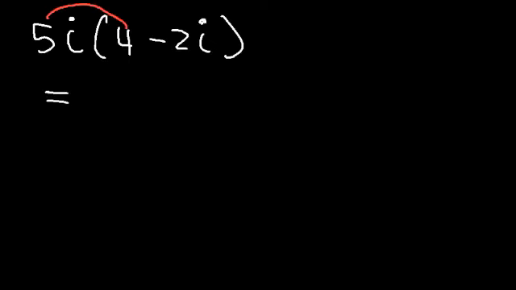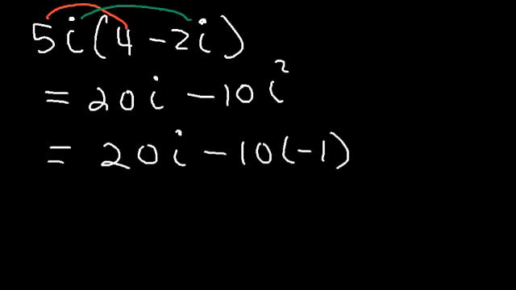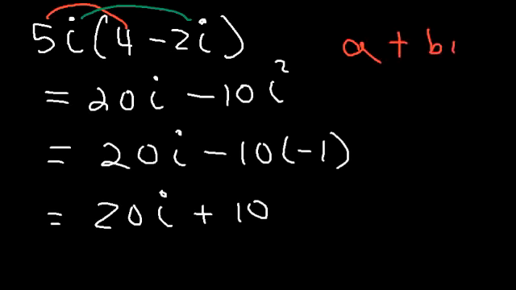Simplify this expression. What is 5i multiplied by 4 minus 2i? Go ahead and work on this example. So let's distribute. 5i times 4 is 20i. And 5i times negative 2i. 5 times negative 2 is negative 10. i times i is i squared. So we can simplify the i squared part. i squared is negative 1. And negative 10 times negative 1 is positive 10. Now we need to put it in standard form, that is in a plus bi form. So we need to reverse the two numbers. Therefore the final answer is 10 plus 20i in standard form.